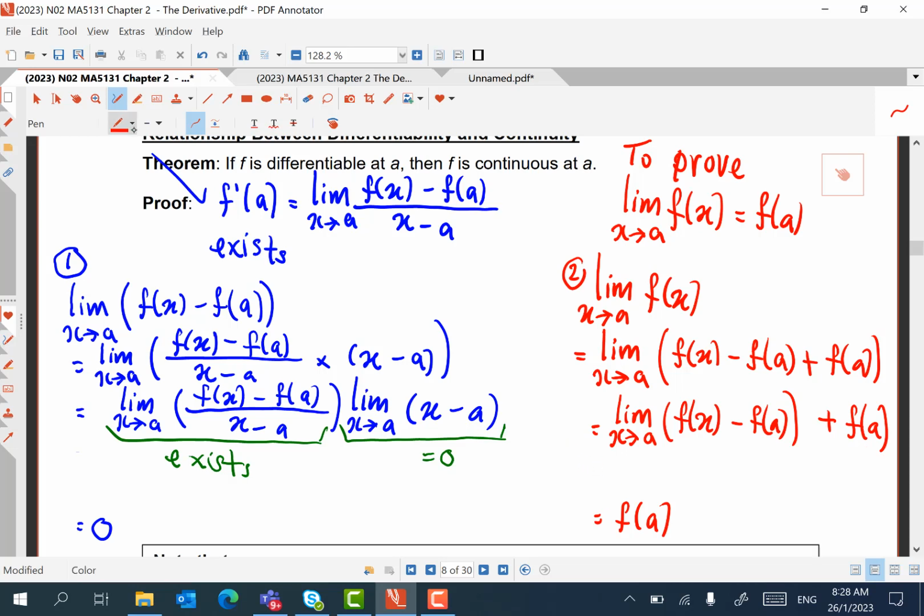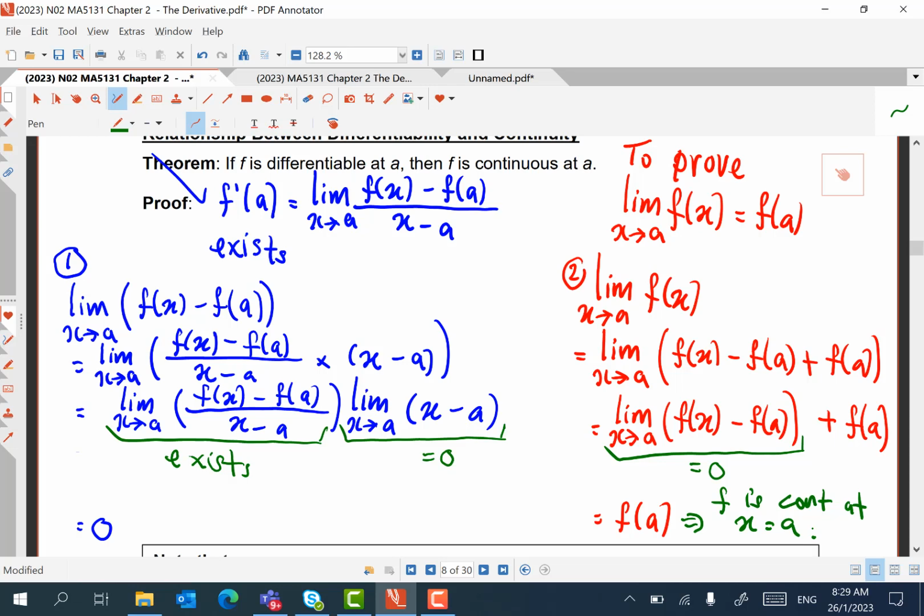Then because remember we have proven that this is 0 right now. So therefore it's f'(a). So the red color proof therefore implies that f is continuous at x equals a.